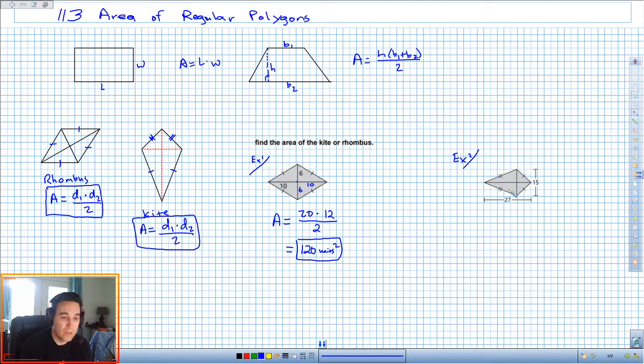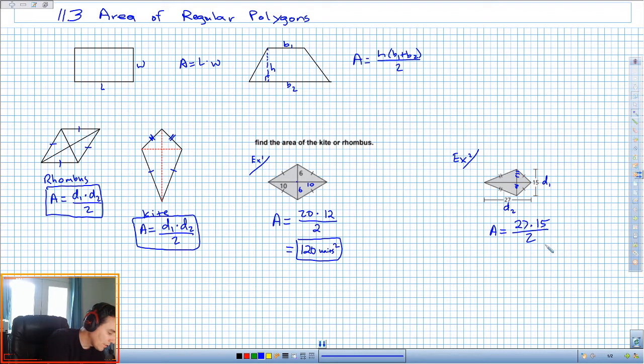So this one, they did not give you the pieces. Remember, in a kite, we do know that this piece is the same size as this piece, but that doesn't really help us with this. But they told us the whole thing's 15. So this could be diagonal 1. This could be diagonal 2. So really, to do the area of this kite, you would just need to do 27 times 15 and then divide by 2. That's it.